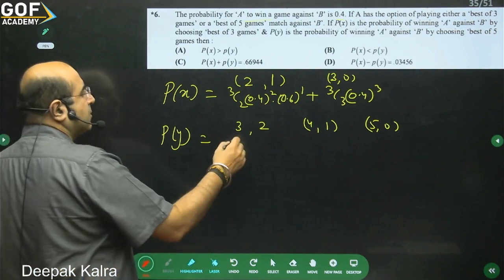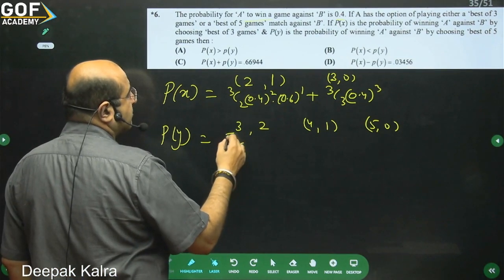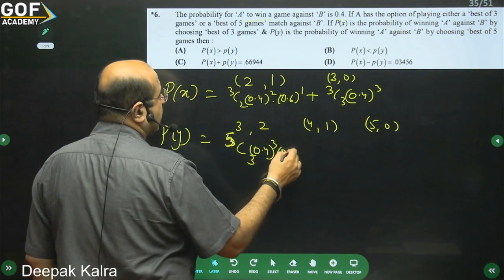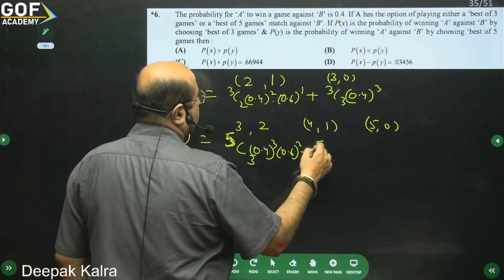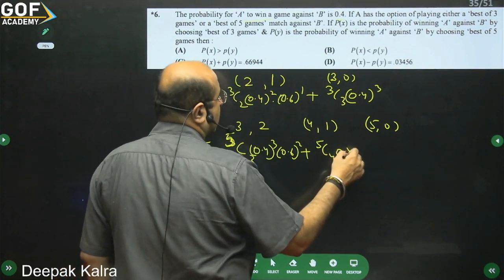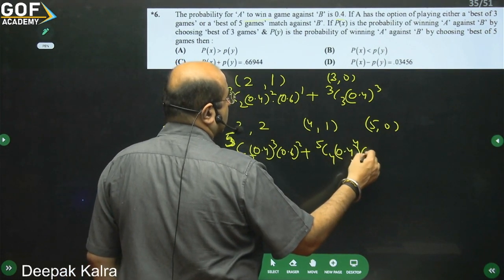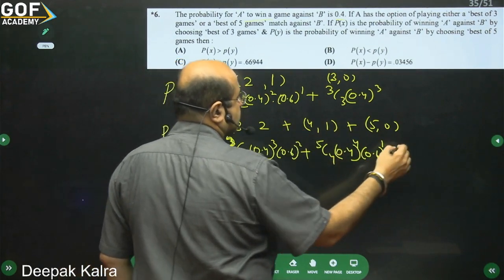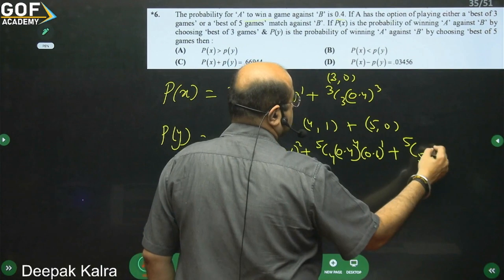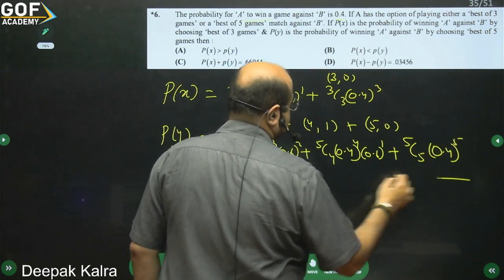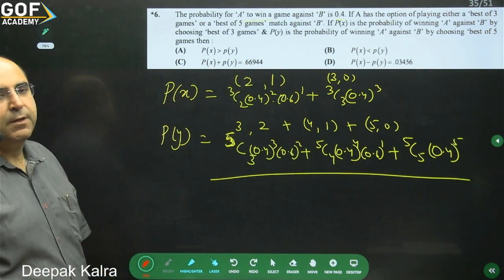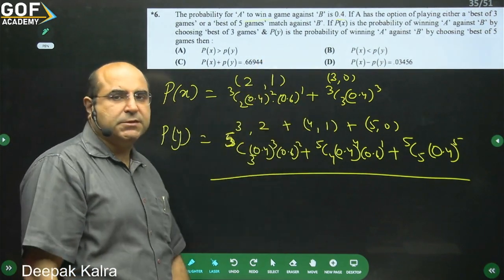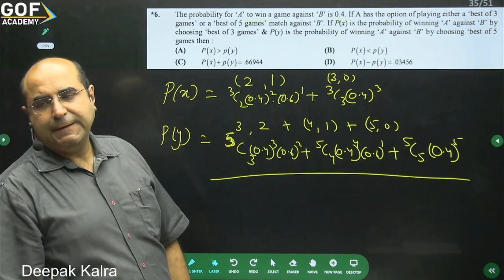Then you go with 5C3, 0.4 cube and 0.6 square, then 5C4, and so on. So this value you should obtain, and this value you should obtain, then you just compare the answers. Am I clear?